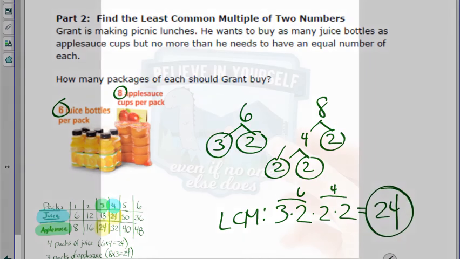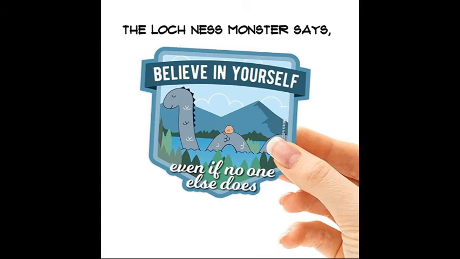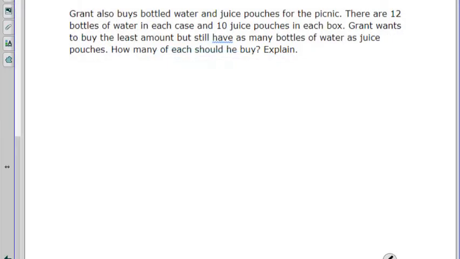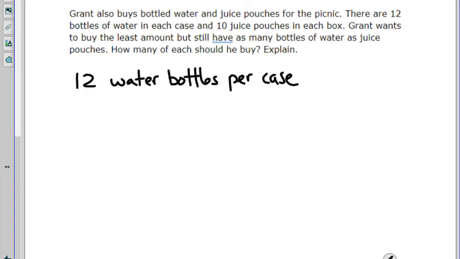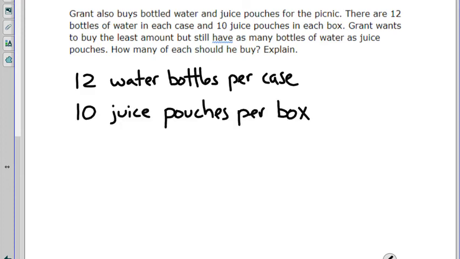Well, here's another question. Same idea. Now he's buying bottled water and juice pouches for the picnic. There's 12 bottles of water in a case, and there are 10 juice pouches in a box. And so we want to know the least amount of each he can buy, but have the same number of each. So if we bought 1 case of water and 1 box of juices, we wouldn't have the same number of each. We'd have 12 of one and 10 of the other. So how many of each do I need to buy so I have the same amount of each?